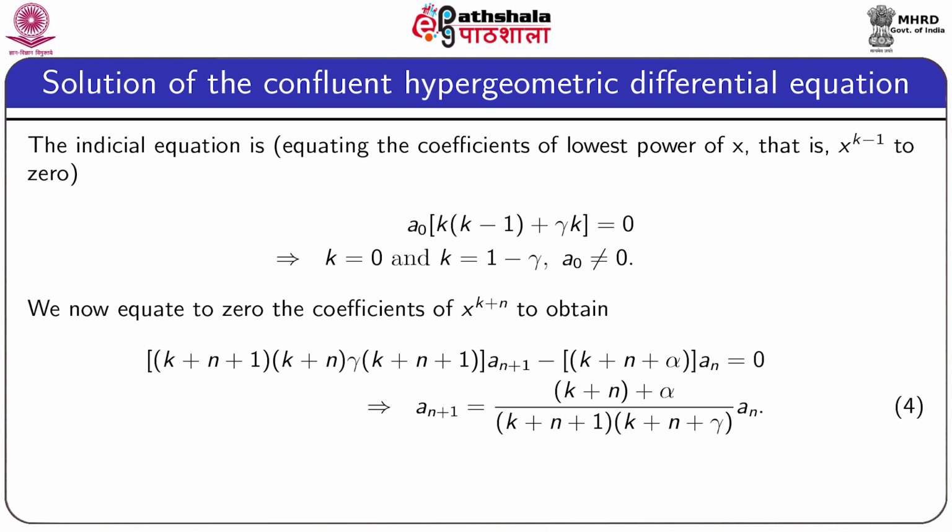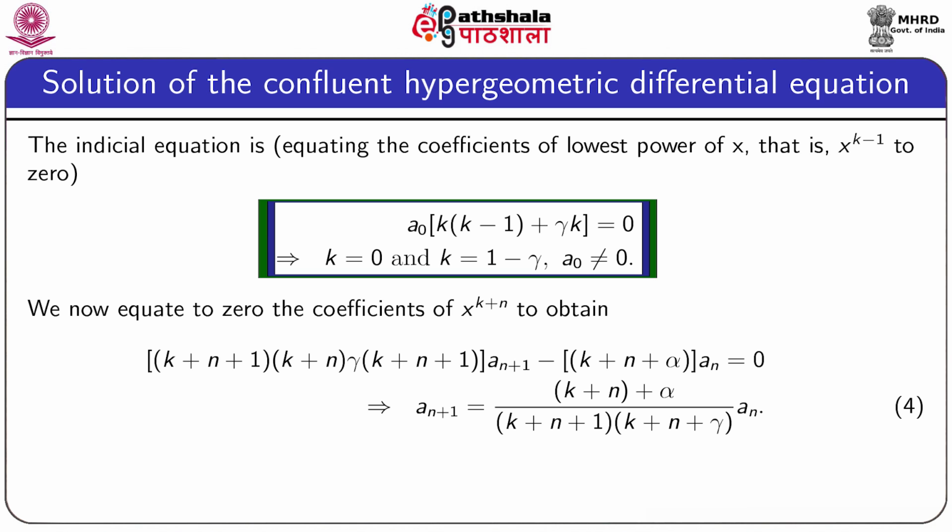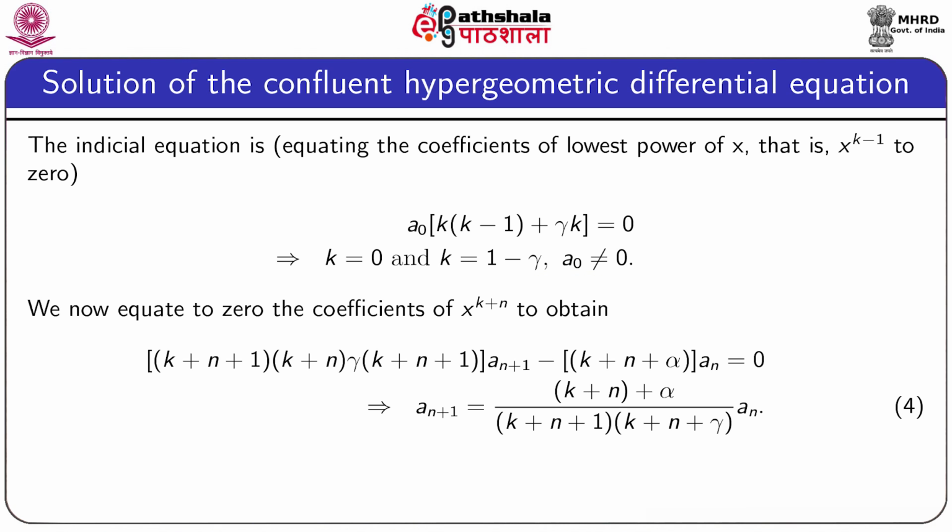Therefore, the required indicial equation, which we obtain by equating the lowest power of x to 0, and in this case the lowest power is obtained from the coefficient of x to the power k minus 1, is a0 multiplied by k into k minus 1 plus gamma k equal to 0. And since a0 is not equal to 0, the required values of k are 0 and 1 minus gamma.